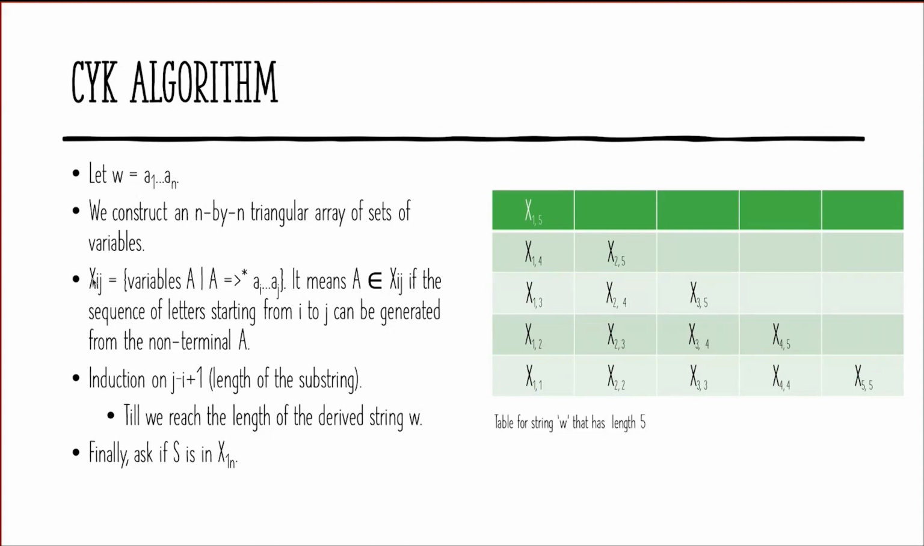Each cell X ij, where ij means the index of that cell, is a set of variables A such that if we start applying the rules of this grammar in some order, we can produce the substring of our given string W from index i to index j. So it contains the set of all the variables from which you can generate the substring ai to aj using the rules of this grammar.